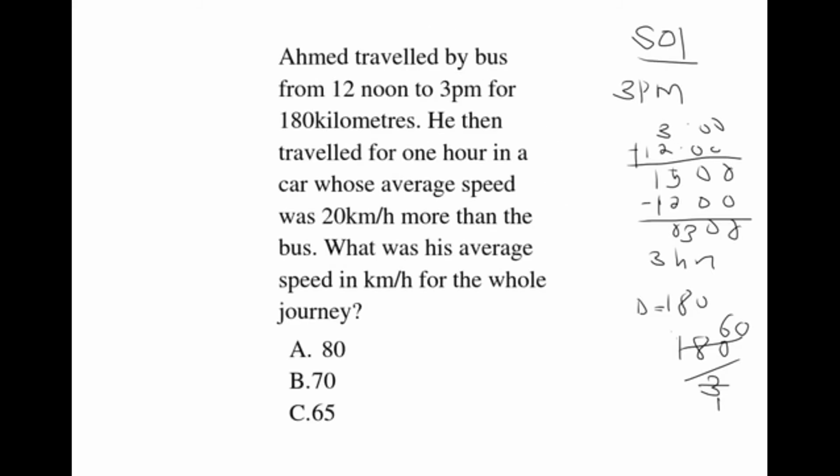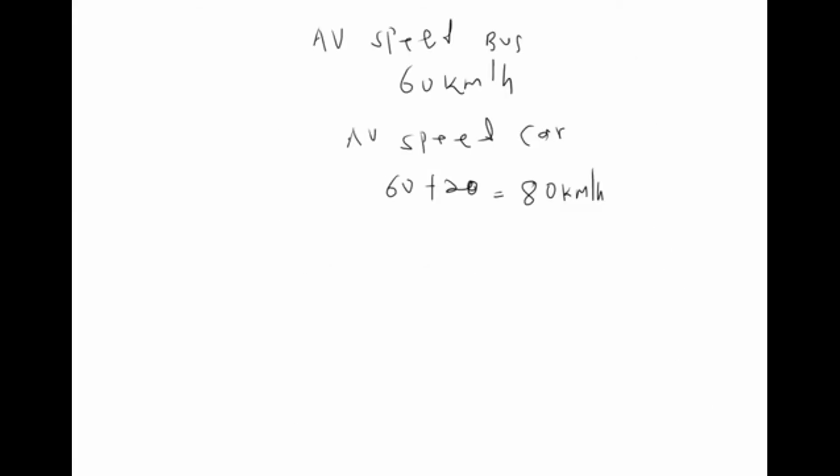Then the question asks us to get the average speed in kilometers per hour for the whole journey. So distance for the whole journey is 180 plus 80, because we are told that here he traveled for 1 hour and here the average speed was 80. So we have distance here is 180 plus 80. Therefore the distance is 260 kilometers.